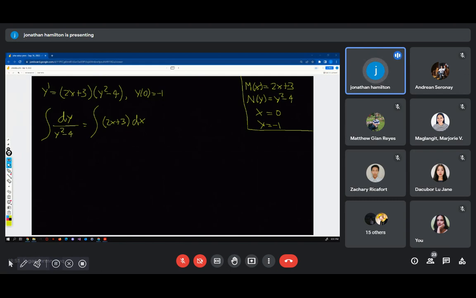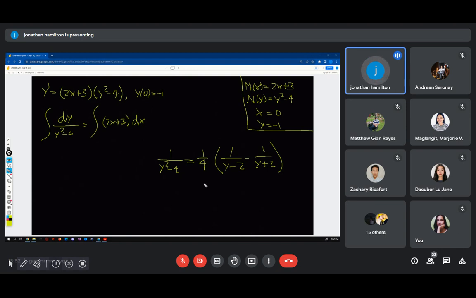Now, an easy way to evaluate this is we can say na it's an equation that we can simplify by using partial fractions. And what I mean by this is, if you can remember most of partial fractions, we can say na 1 over y squared minus 4 is equal to, we have the value of 4, which is usually the value nasa pinaka left. So we could say 1/4. And then we have different values of y minus 2 and y plus 2.